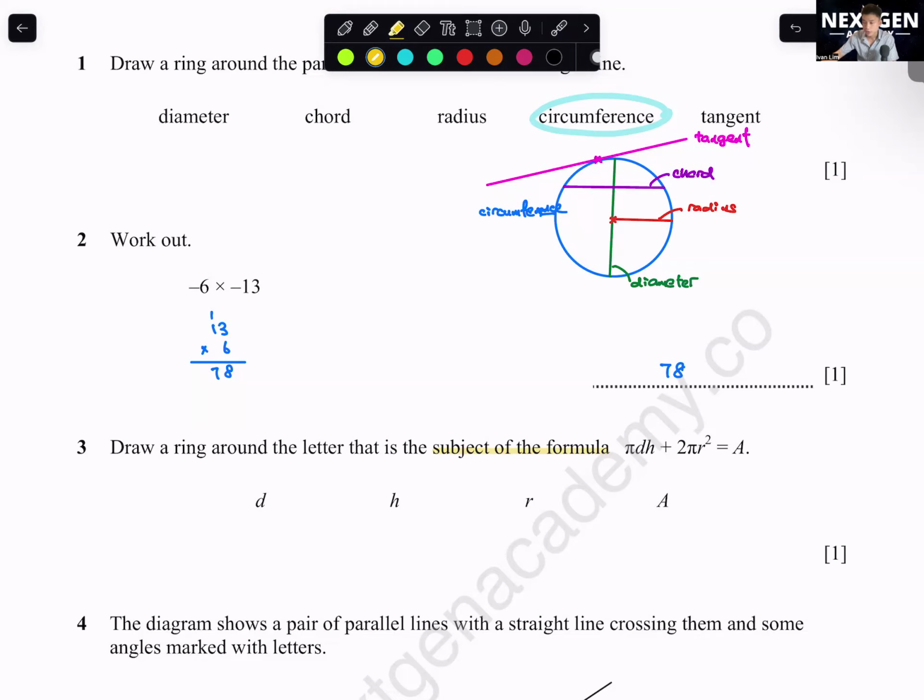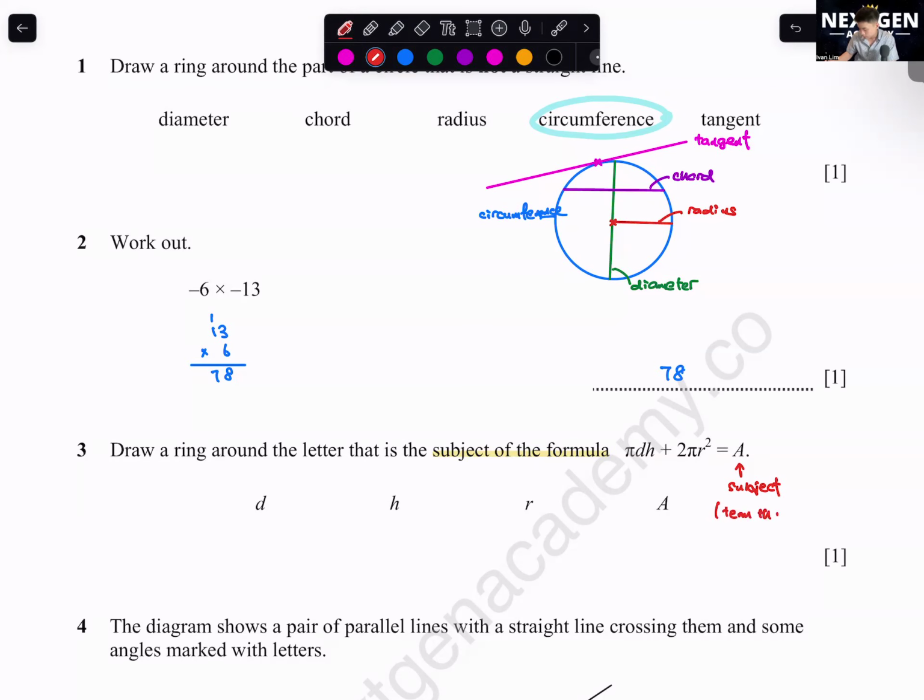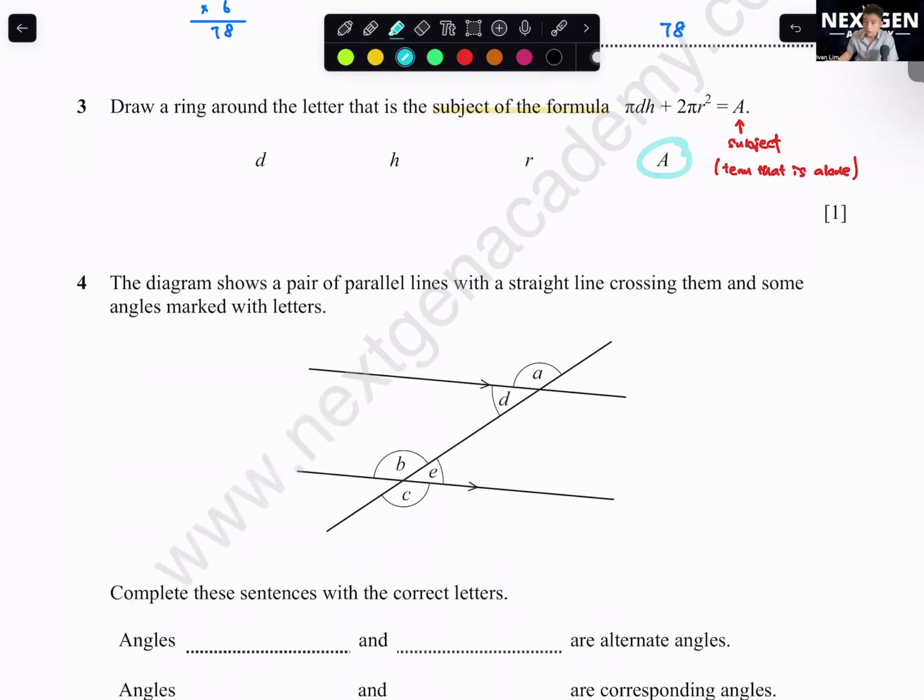Every time we say, let's say, y equals 5x plus 2, the term that is alone is called your subject. It doesn't always have to be on the left-hand side, by the way. So this one will be the subject. You can think of the definition like this: the term that is alone. It doesn't matter if it's left-hand side or right-hand side. So A will be your answer over here. Write down all the explanation just in case you're not so sure on any of it.